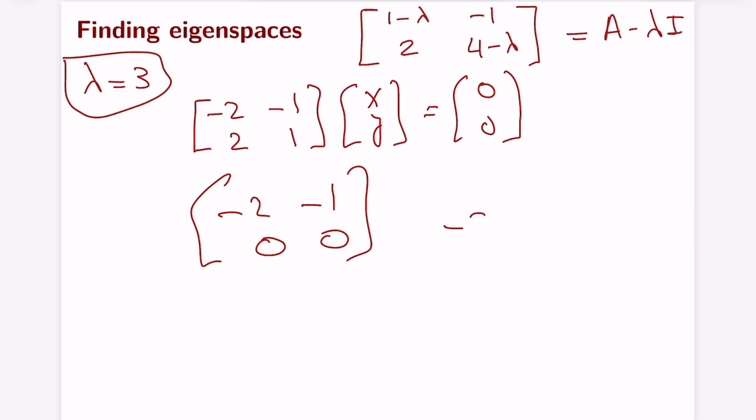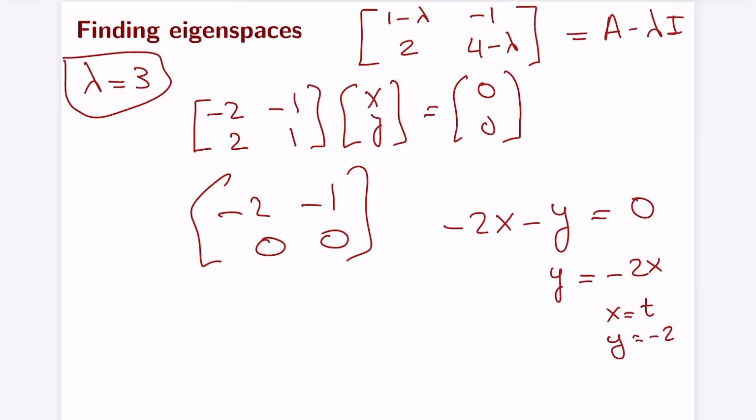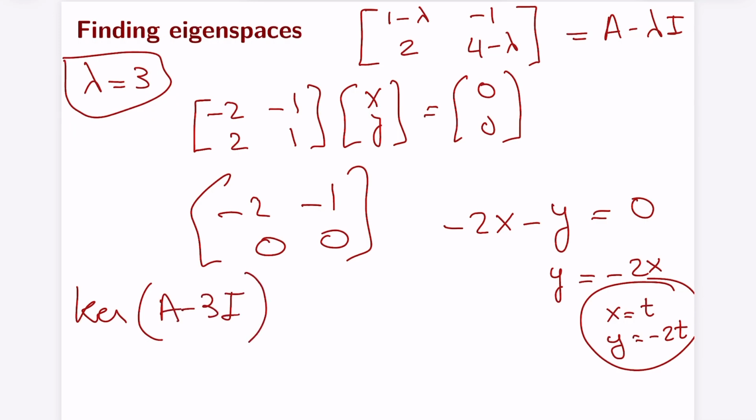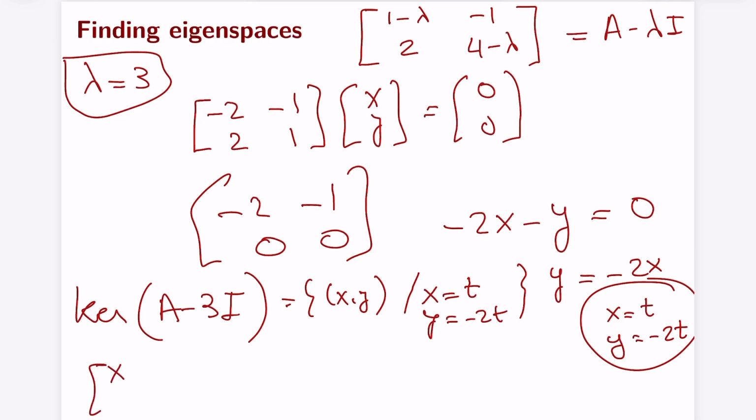We can see that the only equation that matters is minus 2x minus y equals 0. Here we get that y is equal to minus 2x. Then by calling x equal t, we get that y is equal to minus 2t. These are the equations that define this kernel. In this case, we were calculating the kernel of A minus 3 identity. So it's the set of x, y such that x is equal t and y is equal minus 2t. This is the description of all the vectors in the kernel.